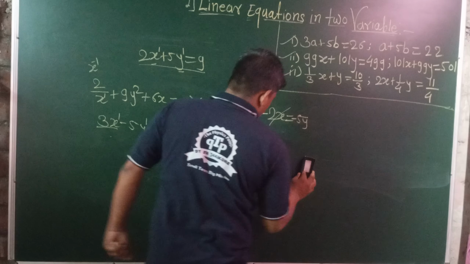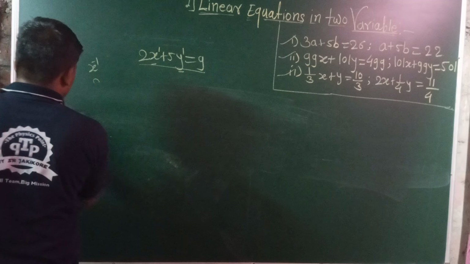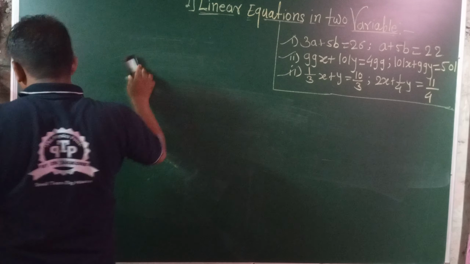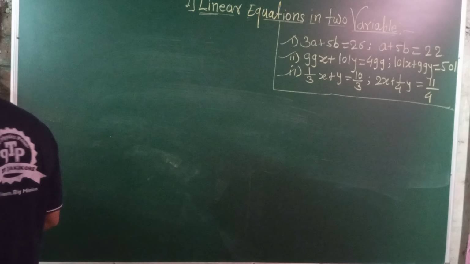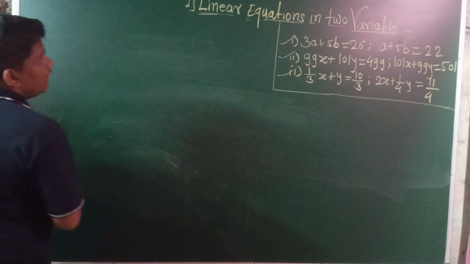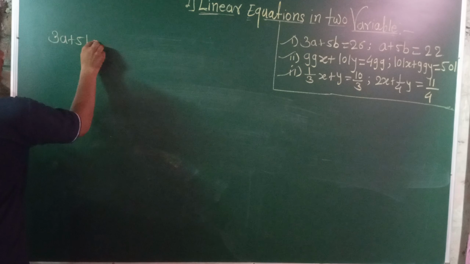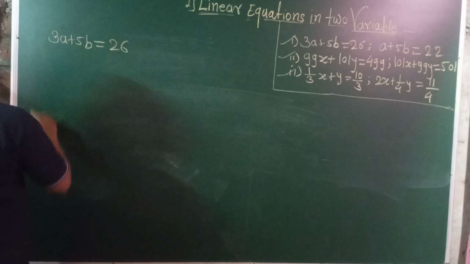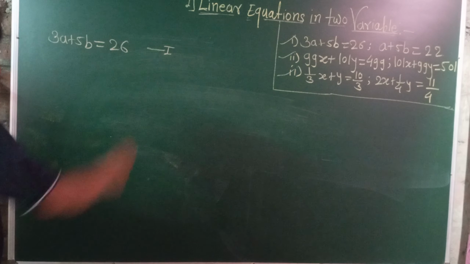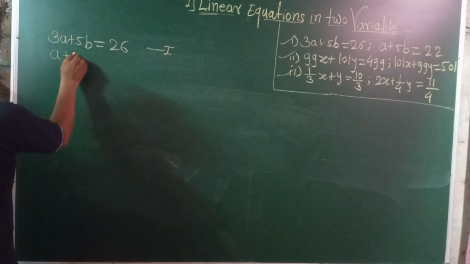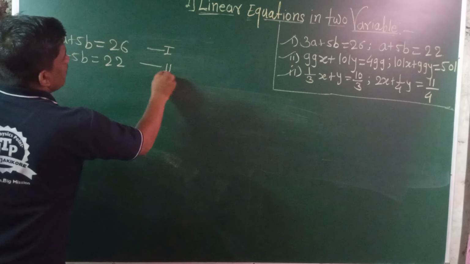These problems are taken from practice set 1.1. The first one is 3a plus 5b equal to 26, and this is known as equation number 1. In the second equation, a plus 5b equal to 22. This is equation number 2.